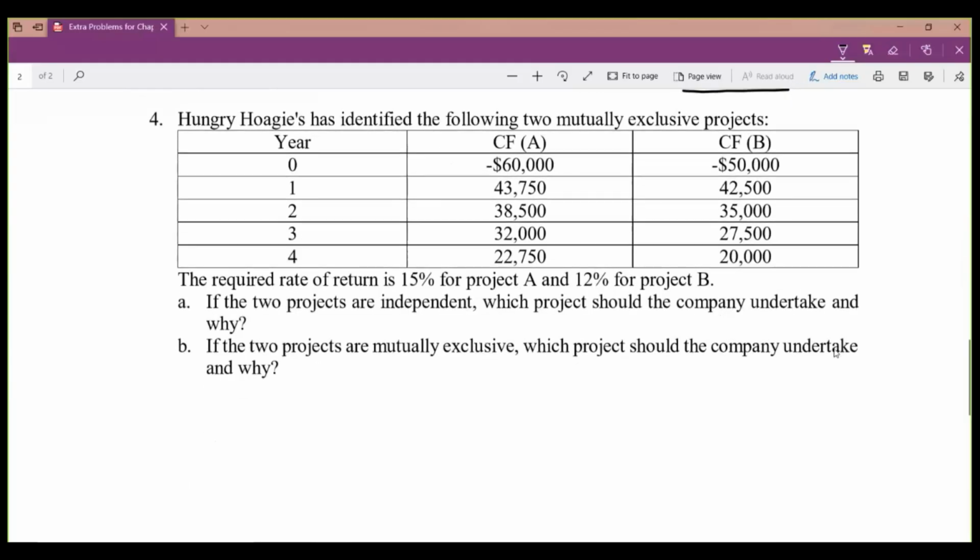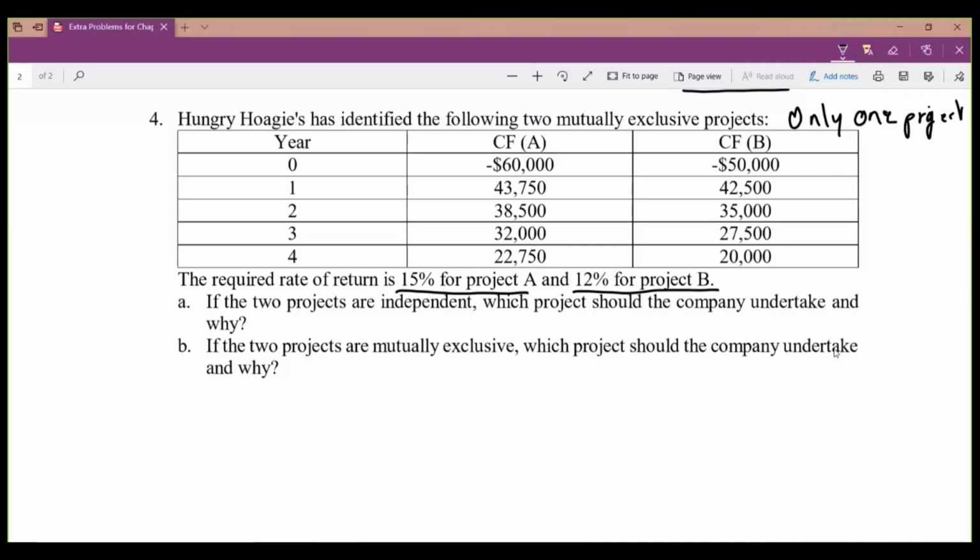The last question. So here I have the same projects as in part 3. So those two projects are two mutually exclusive projects. This means I should choose only one project. Now, here the required rate of return is 15% for project A and 12% for project B.